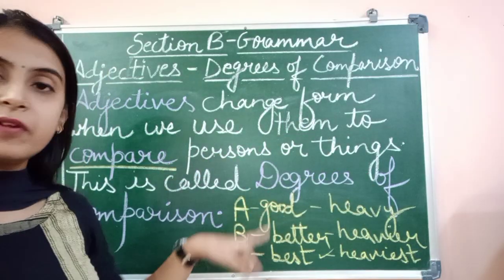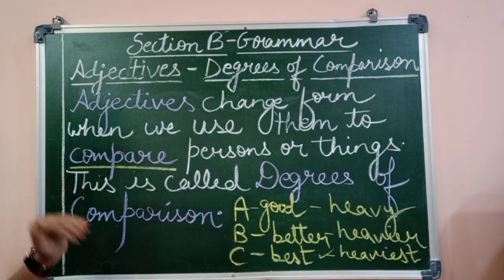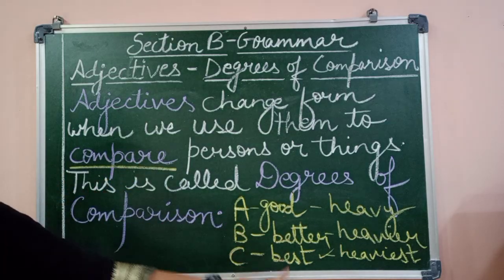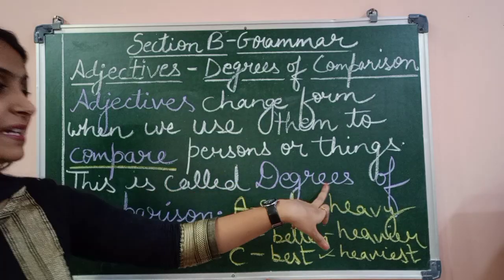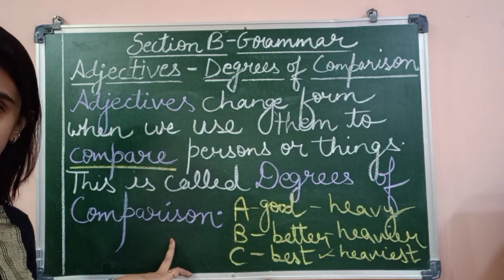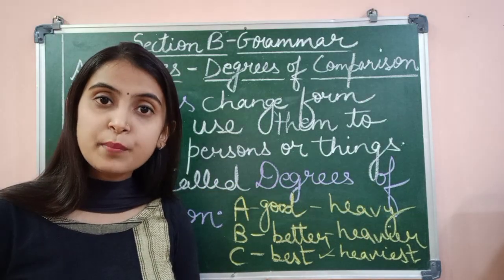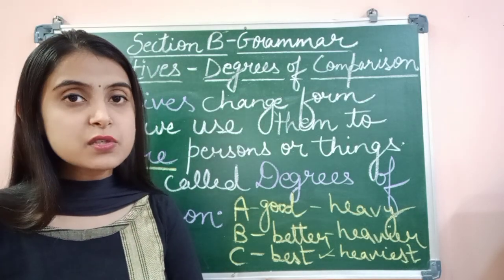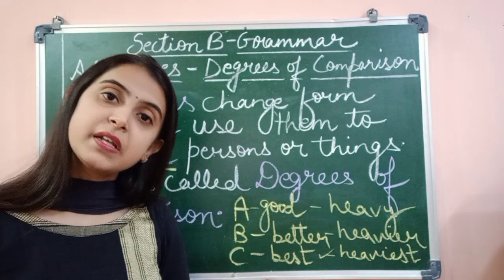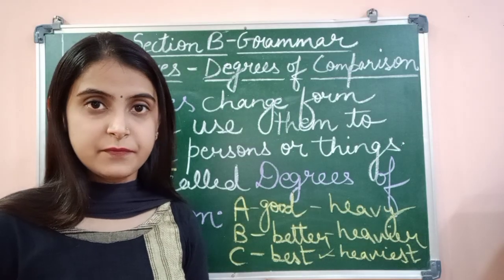Here we were comparing the books. So when we compare, the adjectives have changed the forms. Right? So this is called degrees of comparison. I hope children you are clear with the meaning of comparison. Right? And you have also understood what do you mean by degrees of comparison.